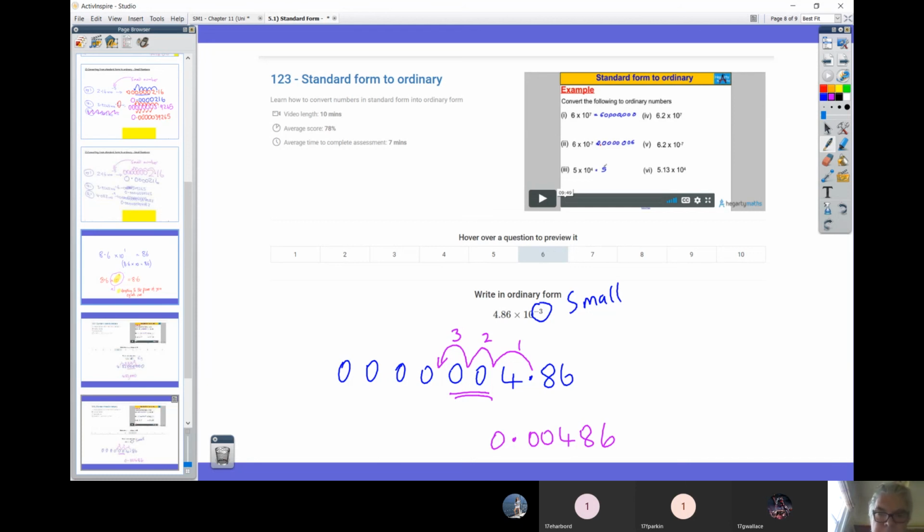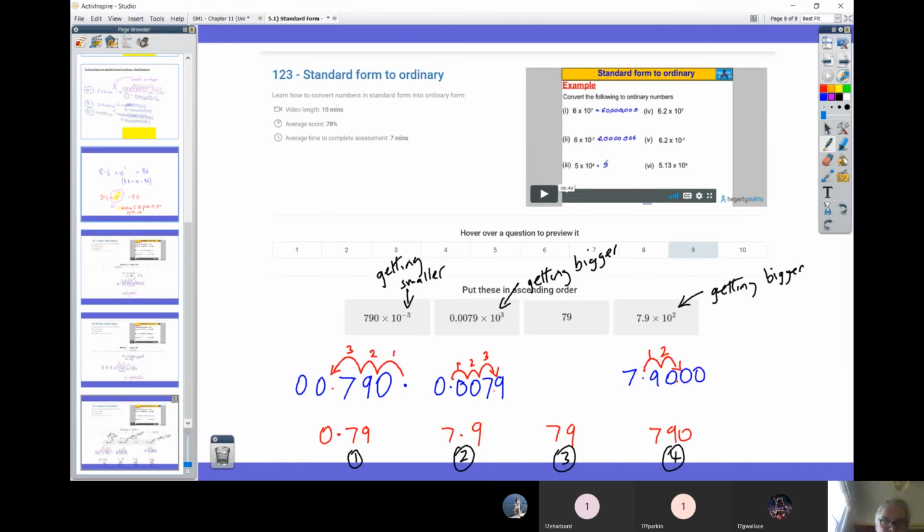Now, you've probably found on Hegarty that the questions progressively get harder. So this is like the sort of medium level questions. But I've noticed that number 9 or number 10 are quite a bit of work. So don't overly worry if you get 9 or 10 wrong. But what you've got to do with these, you've got to put these 4 numbers in order. So what you've got to do, you've got to go and work them all out. You've got to turn all of them into normal numbers, and that will then allow you to compare them.